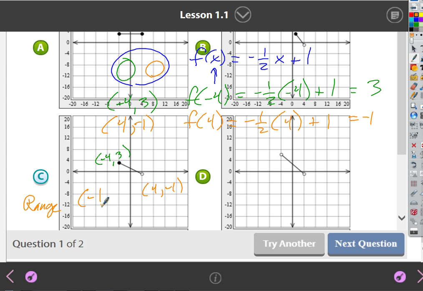What's the highest y value we can have? 3. See what I'm saying? What kind of boundary should I have there? It should be squared because it includes that endpoint, it's solid. So we actually can stand on the point where y equals 3.